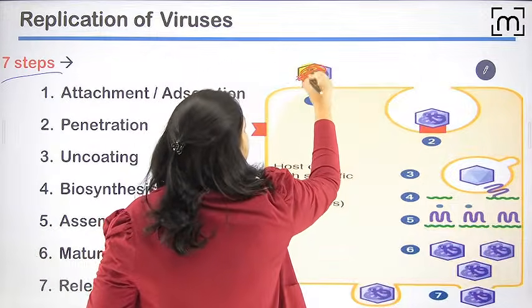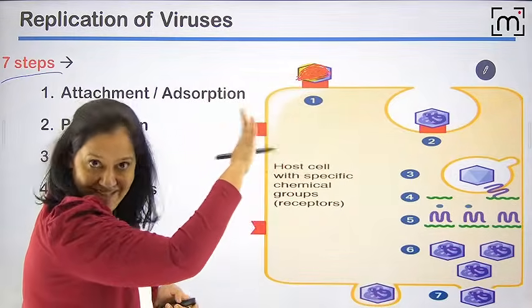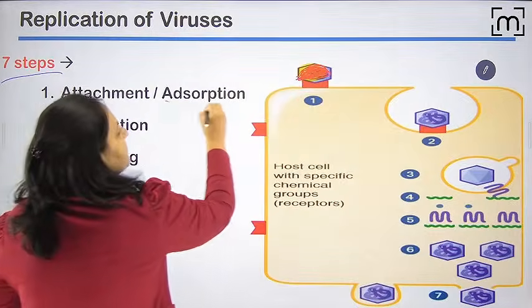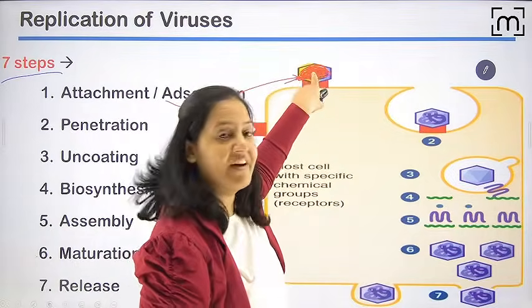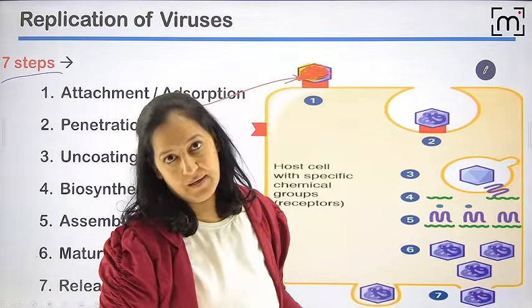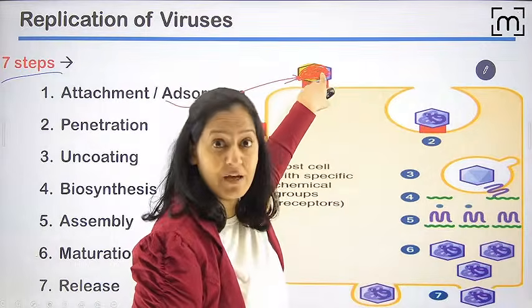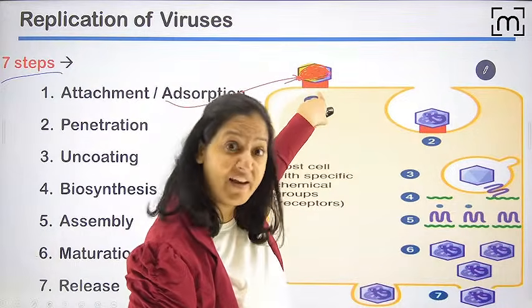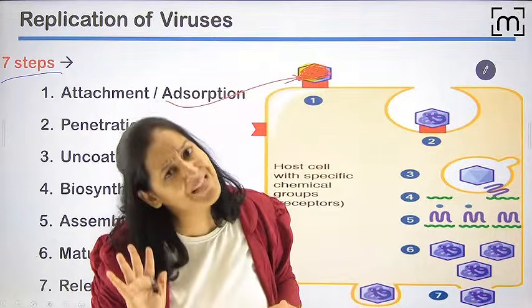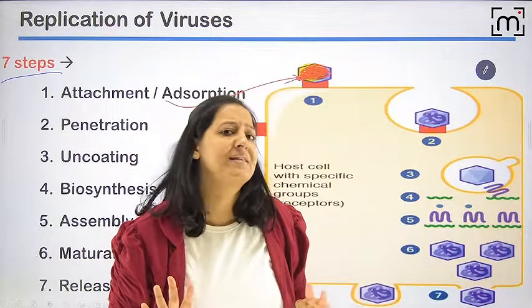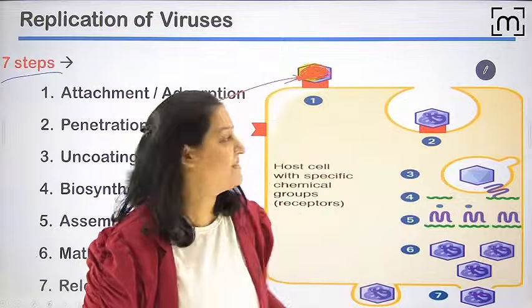You can see this is the virus. First it is coming and attaching with the host cell. First step is attachment. Specific receptors are there. For example, HIV binds with the CD4 receptor of the host cell. For example, influenza virus, flu virus, binds with the sialic acid receptor of the human respiratory tract. So they have specific receptors present on specific host cells. They cannot enter all cells.